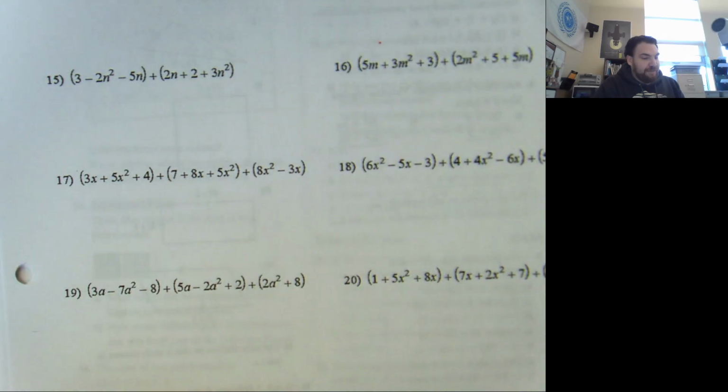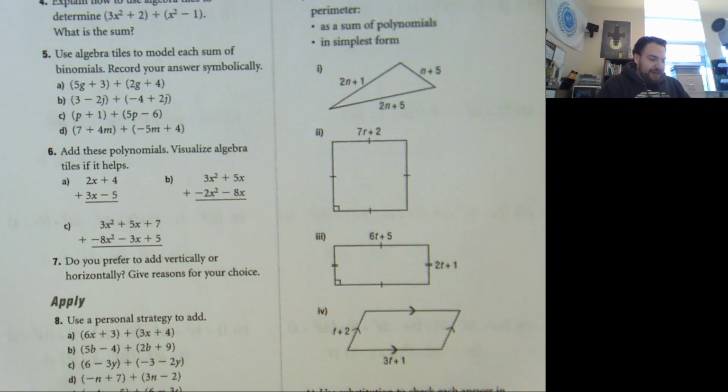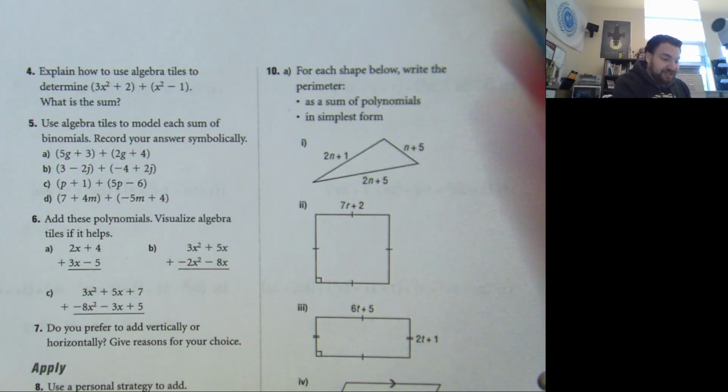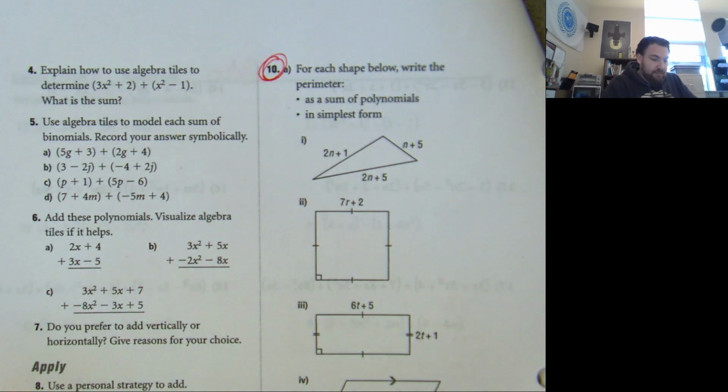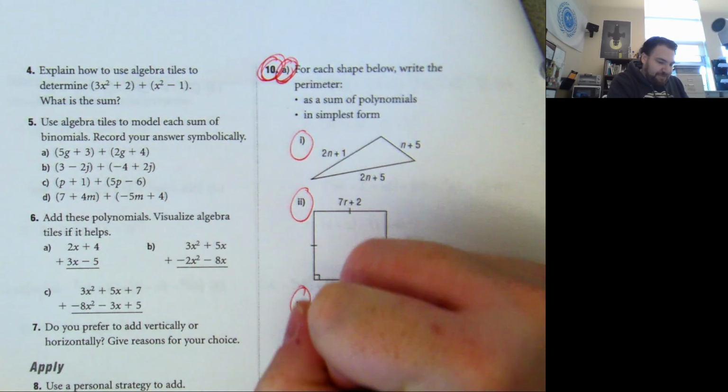And then I want you to flip the page. There's a couple more I want you to get through here too. I want you to go over here and I want you to look at question number 10. A, and I want you to do all 4 of those shapes.